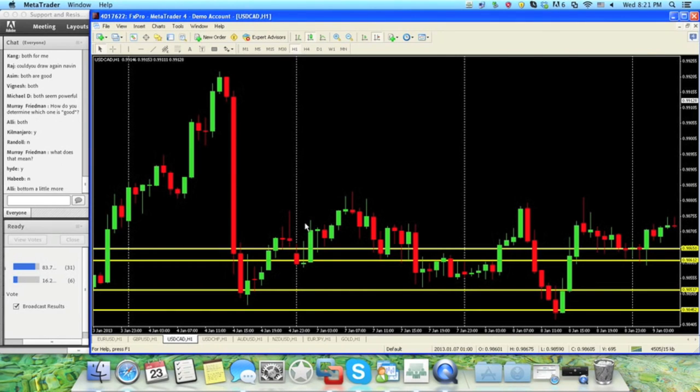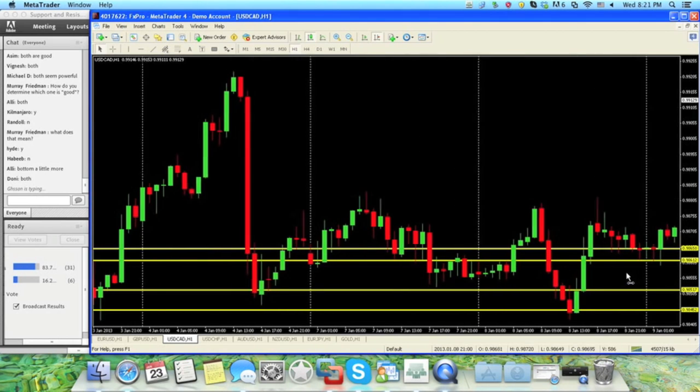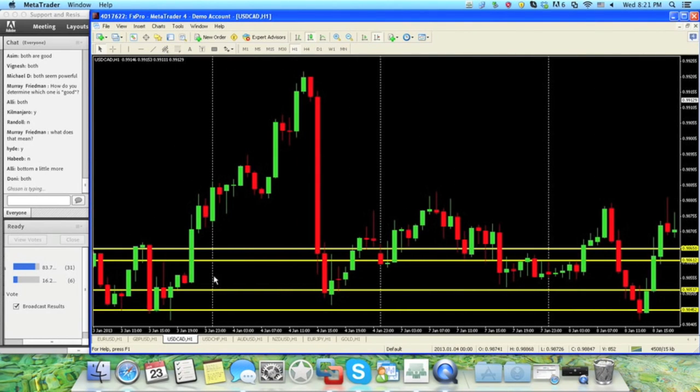Okay, so we have a majority of people saying the top one. Okay, here's the thing. Now, how many times has the top one been crossed by big candles? We have 1, 2, 3, 4, 5, 6.